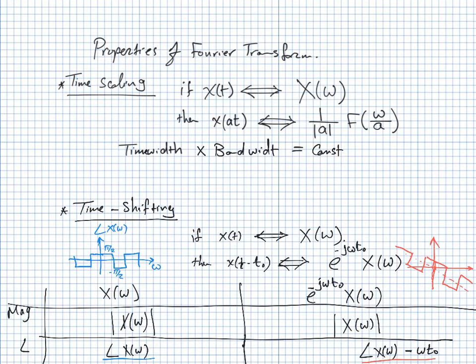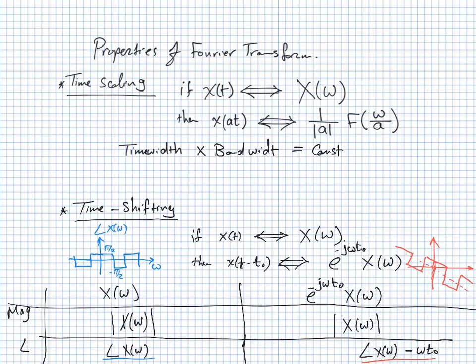Now, the objective here was not to show you how the graph looks. The objective was to show you that when we shifted in time, we ended up in the frequency domain with the same magnitude, so no change, but the phase of the signal has an added linear phase shift. Linear because it's not constant. It's a function of omega to the power 1, so it becomes a linear phase shift.